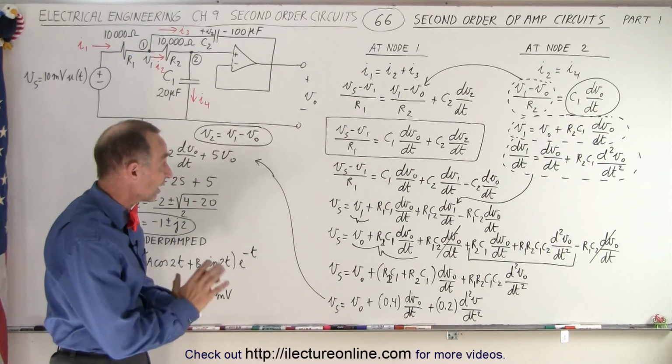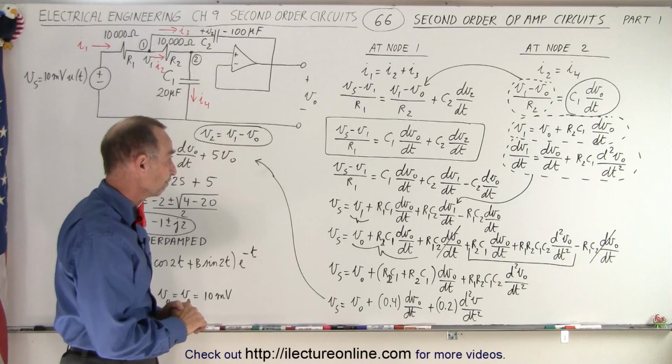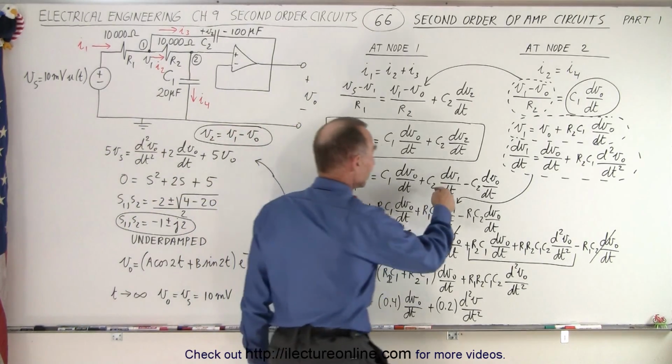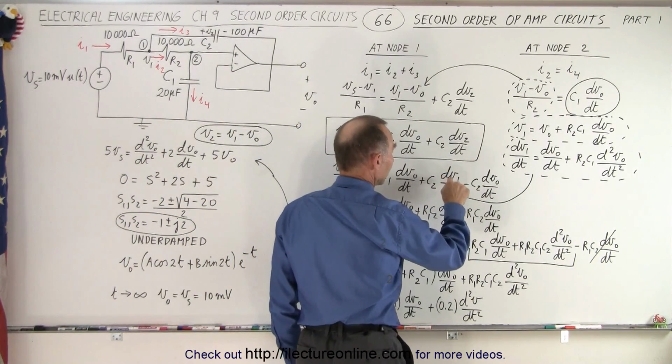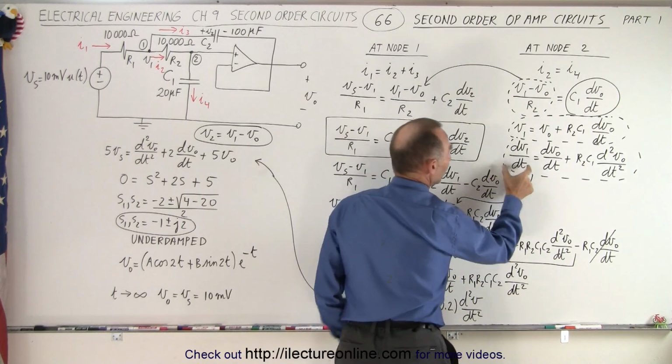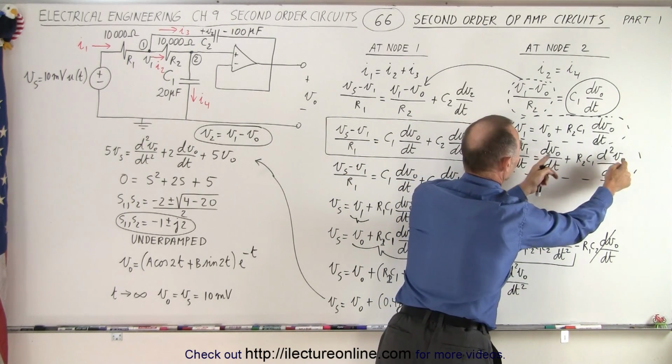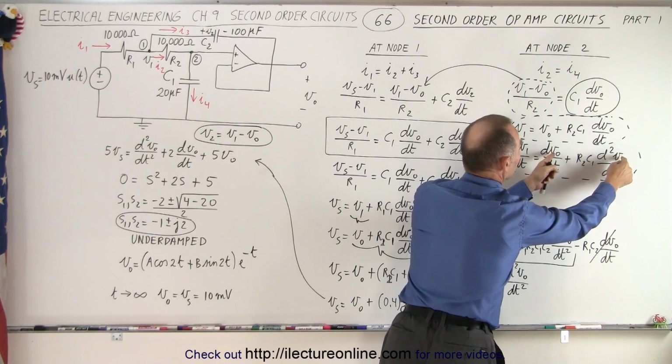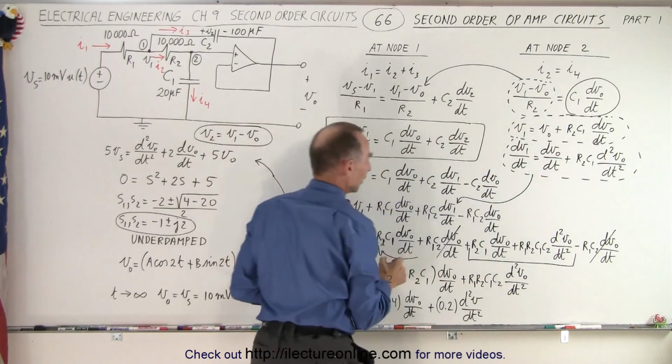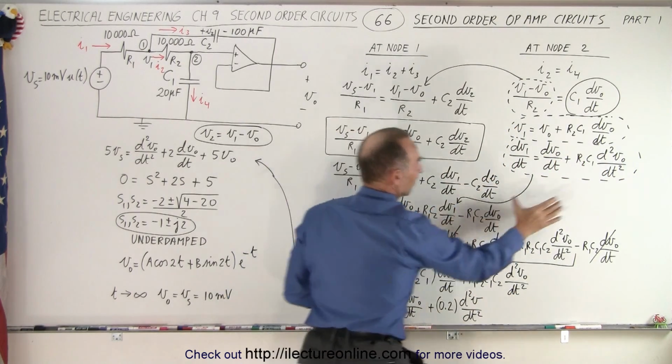The next thing to do is to get rid of V1 in the equation. So what we can do is we can take dV1/dt, the derivative of V1 with respect to time, and replace it by this. Notice both cases we have only the output voltage, no longer the V1. So we replace this by this.